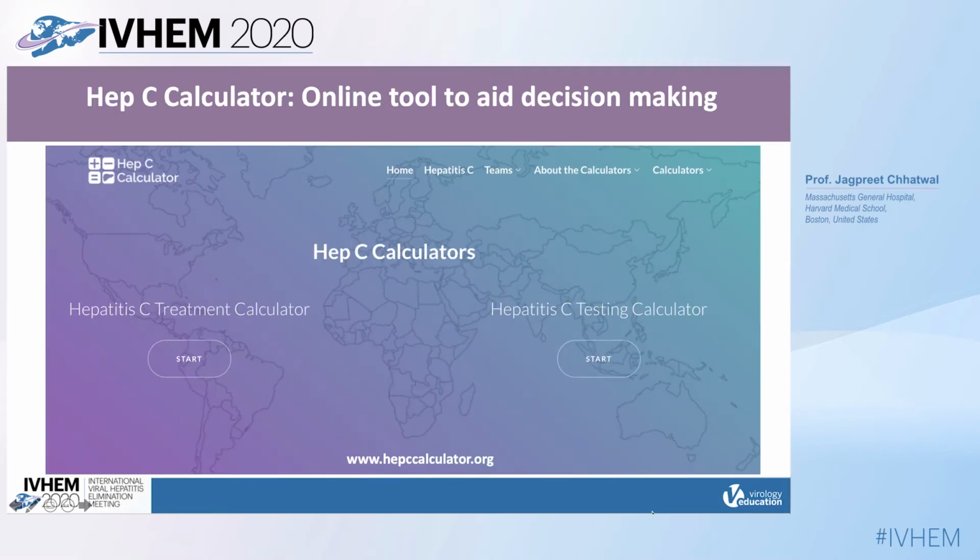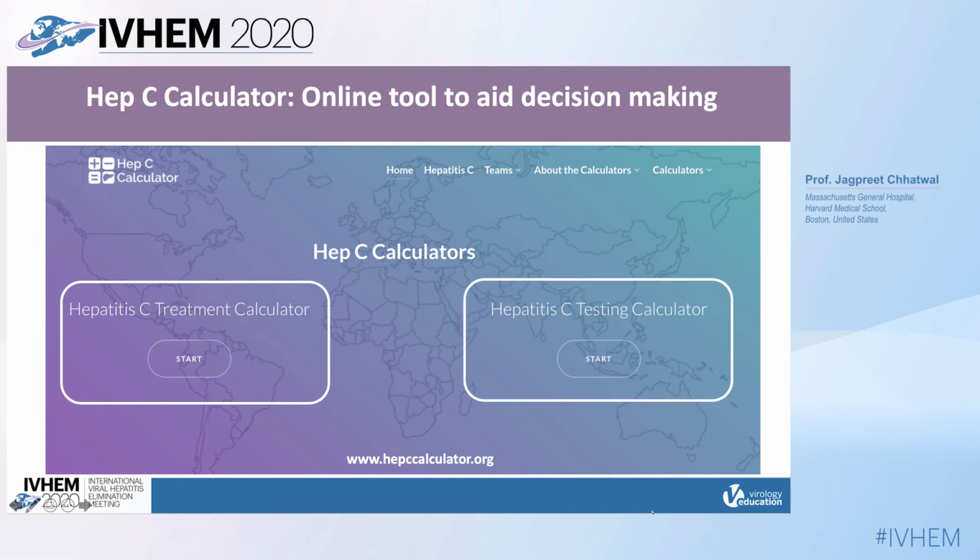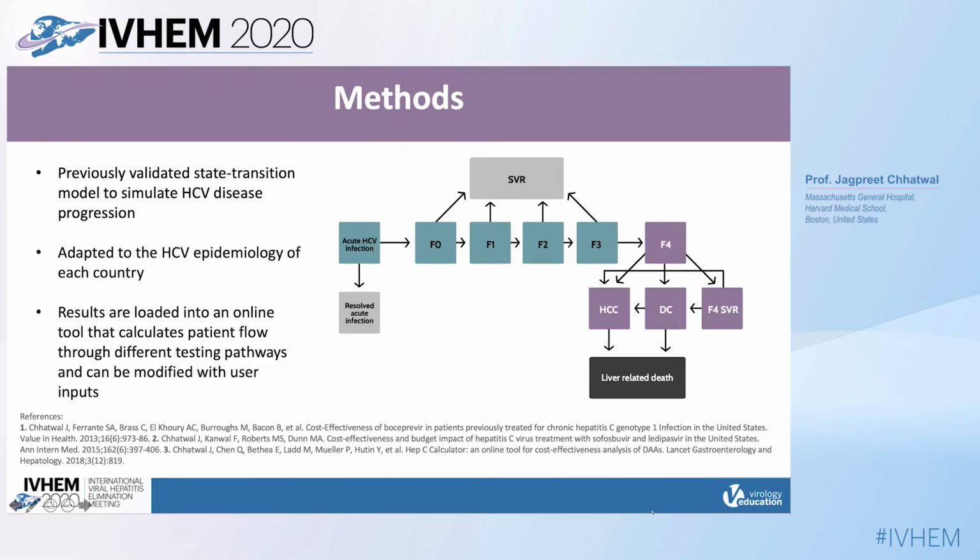A few years back, we launched Hep C Calculator, an online tool in collaboration with the World Health Organization that evaluated the cost effectiveness of Hep C treatments. In most countries, we find that treatment is cost saving. And today we are launching a new addition to this tool, which is focusing on Hep C testing. The tool estimates the cost effectiveness of different testing pathways for a given country.